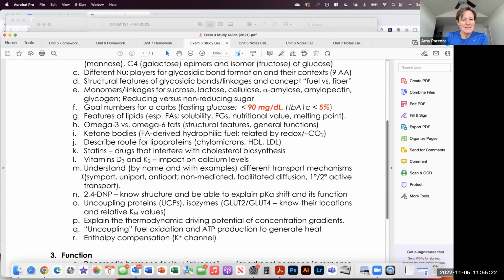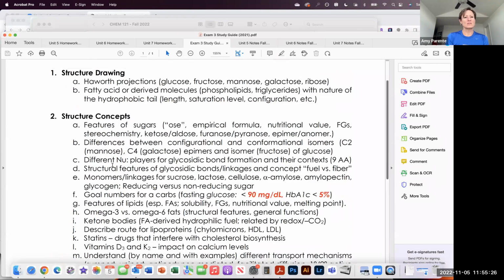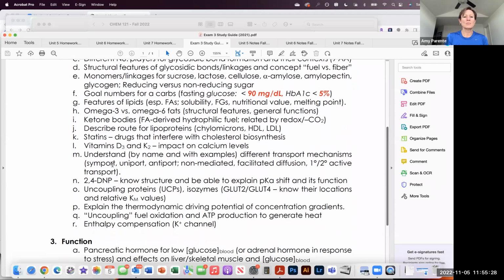All right, so moving on to membrane transport. A couple of things here, thinking about structural concepts under membrane transport. Understand by name and with examples the different transport mechanisms: symport, uniport, antiport. Those deal with the direction of things. A uniport only moves one thing. A symport and an antiport move two things, either in the same direction or the opposite direction. So that's the difference between those.